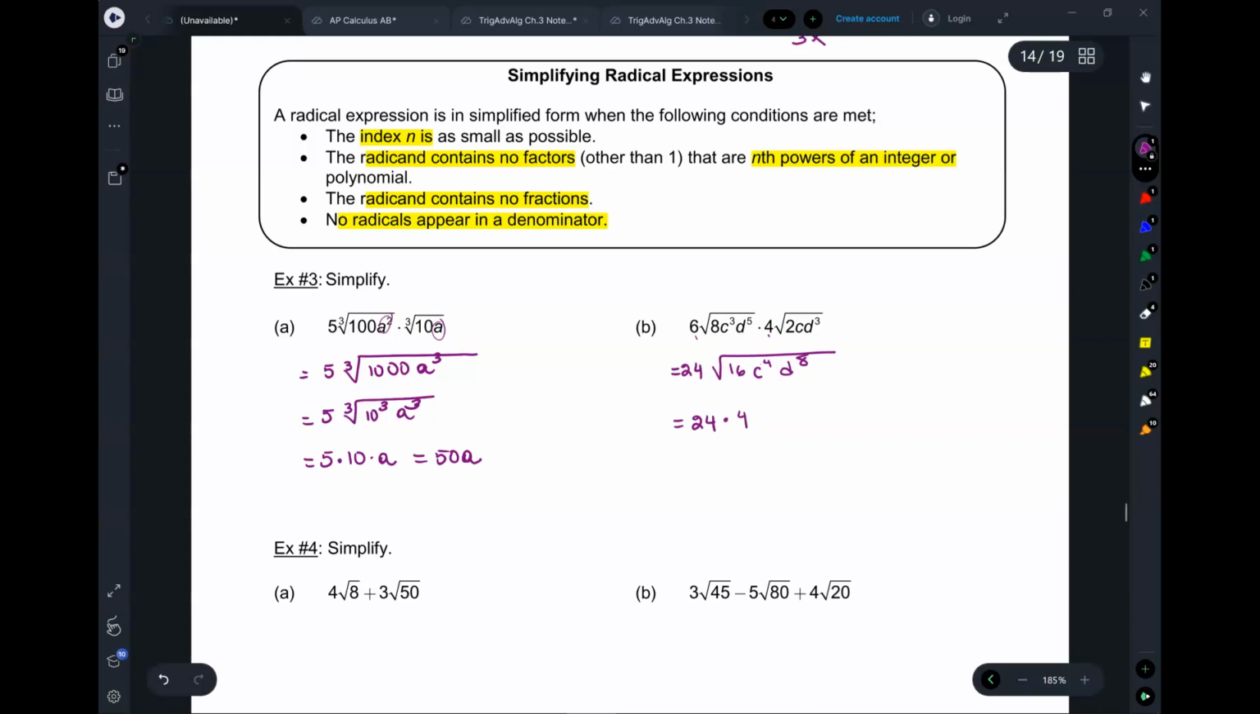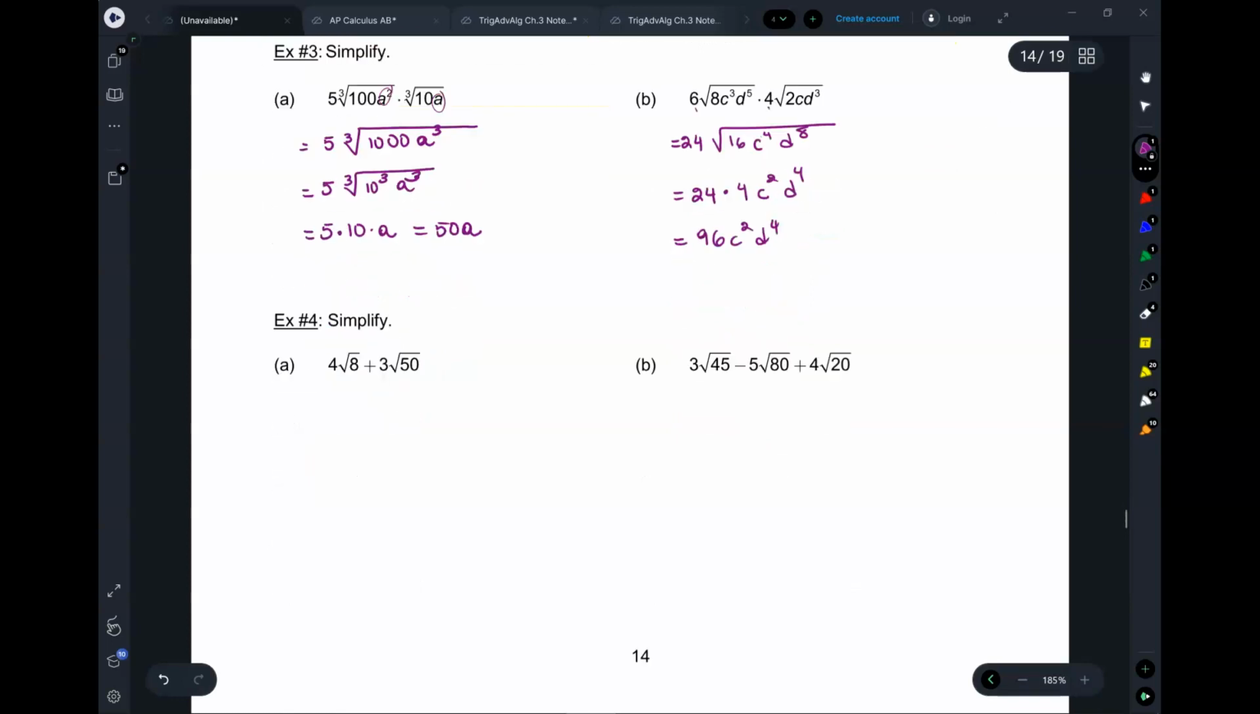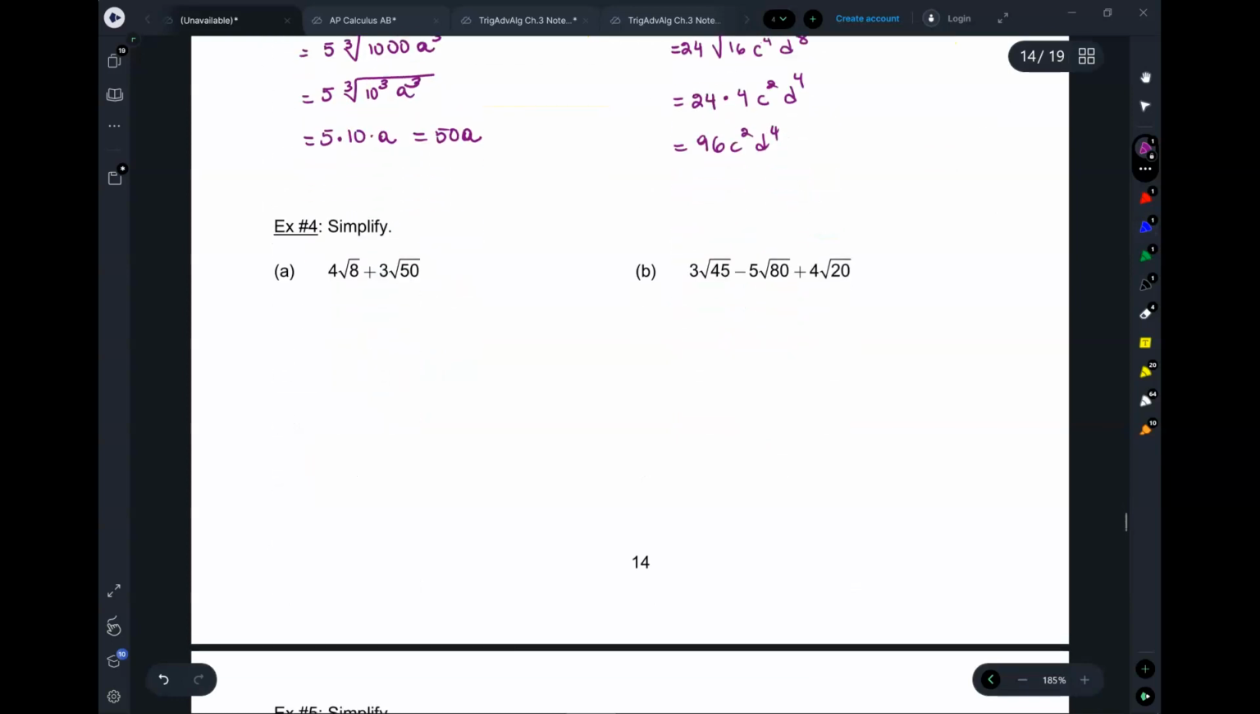Okay, so the C's, it's going to be 4 divided by 2. Remember the index is 2, so C squared. D to the 4. And none of those are odd, thank goodness. So let's multiply the 4 and the 24. That's what, 96? C squared D to the 4. And it's convention that whenever you have variables like this, we always write them in alphabetical order. Because math people are just orderly, you know? Okay, all right, let's do another one.